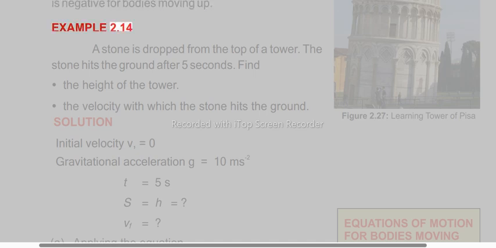Example 2.14. A stone is dropped from the top of a tower. The stone hits the ground after 5 seconds. Find the height of the tower and the velocity with which the stone hits the ground. Solution. Initial velocity vi equals 0, gravitational acceleration g equals 10 m/s². A. Applying the equation. B. Applying the equation.